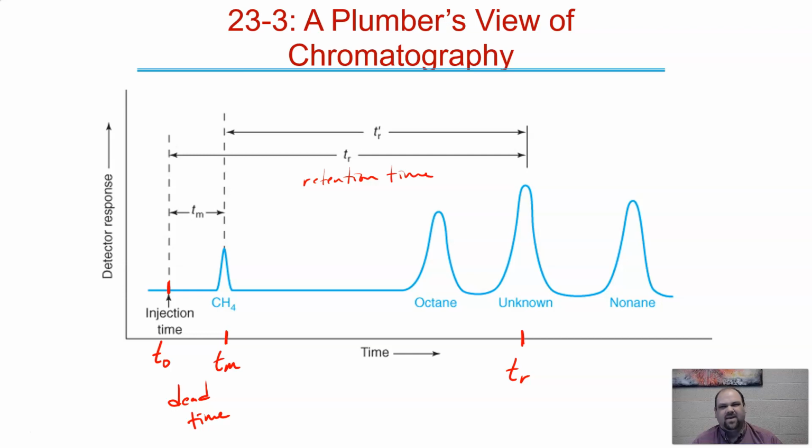T sub R. You may have used this term when you did TLC chromatography in organic on the little plates. Same kind of idea. We're just not doing it at a column, we're doing it on a plate. The retention time gives us some information. Better information comes from knowing this T prime R. This is the corrected retention time.